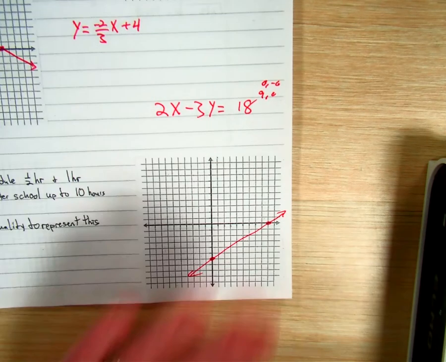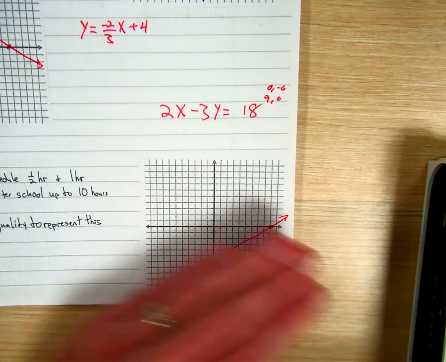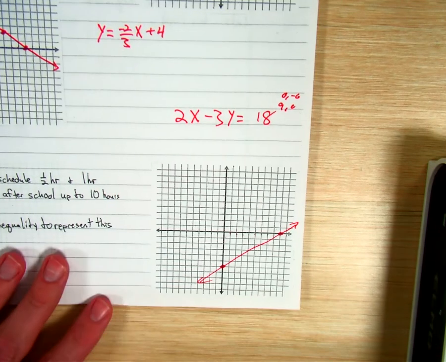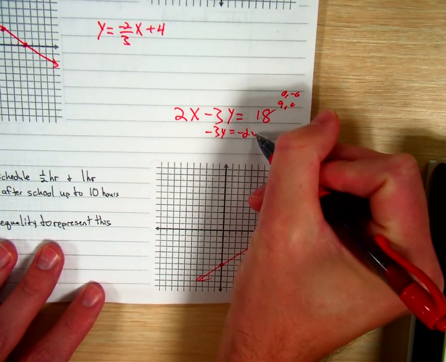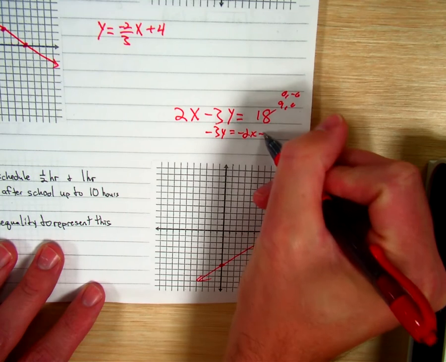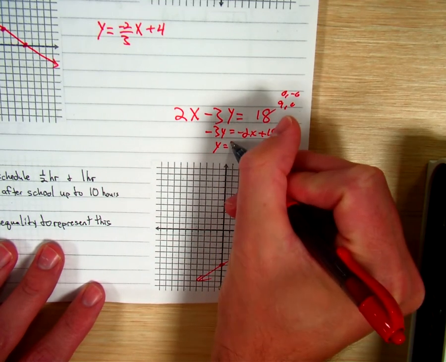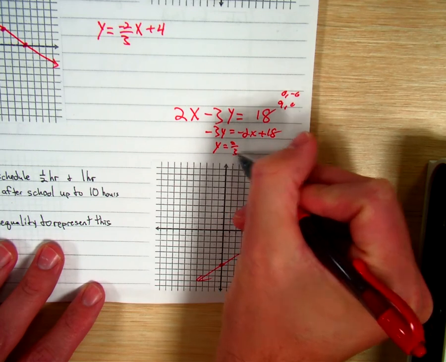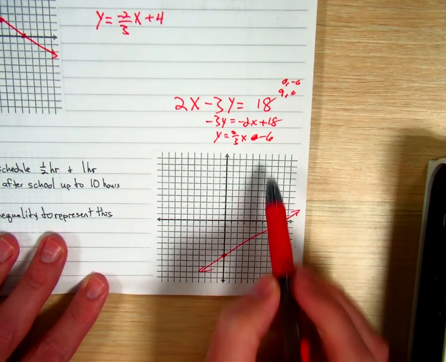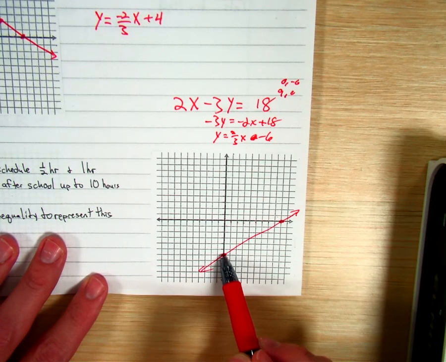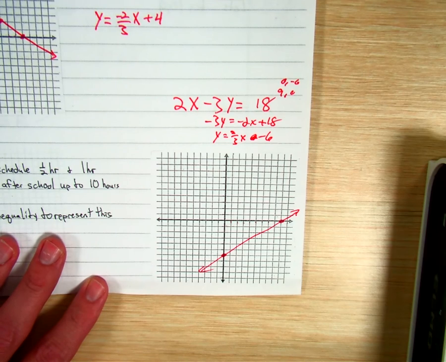Of course, you probably have your student ID handy or some other straight edge handy to help make a better line. If we solve for y, got y by itself, subtract the 2x over, divide by negative 3. Negative over a negative is a positive 2/3 x minus 6. We'd start at negative 6. Go up 2 over 3, up 2 over 3, up 2 over 3. And we still have the same points.